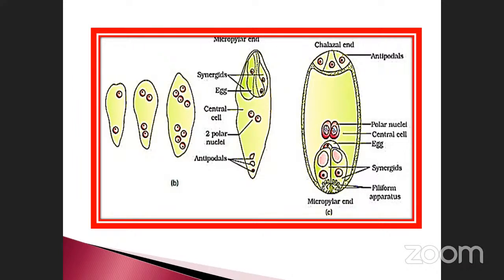And what about the synergids as well as the egg nucleus? They are present in the micropylar end. Why? Because when the male gamete enters through the pollen tube, it is mostly at the micropylar end. Not only here, sometimes it may be the chalazal end in this area. And finally it reaches here and enters into the egg cell.